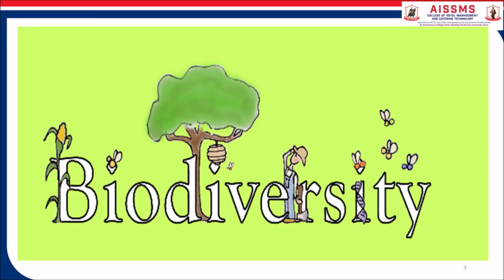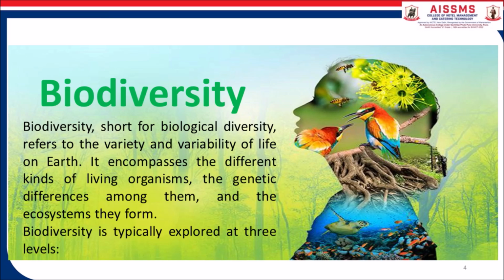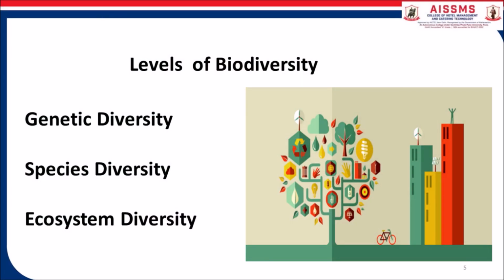Biodiversity, short for biological diversity, refers to the variety and variability of life on Earth. It encompasses the different kinds of living organisms, the genetic differences among them, and the ecosystems they form. Biodiversity is typically explored at three levels. Now let's discuss the levels of biodiversity: genetic diversity, species diversity, and ecosystem diversity.